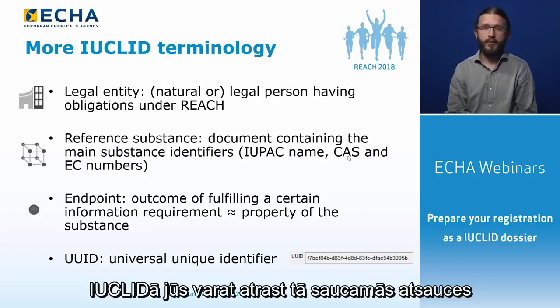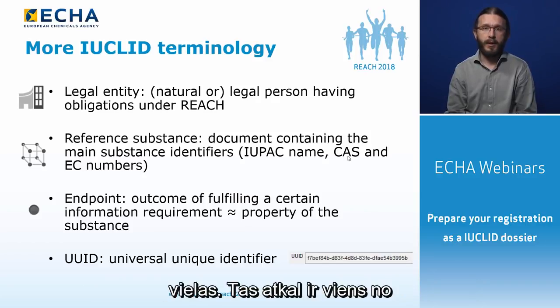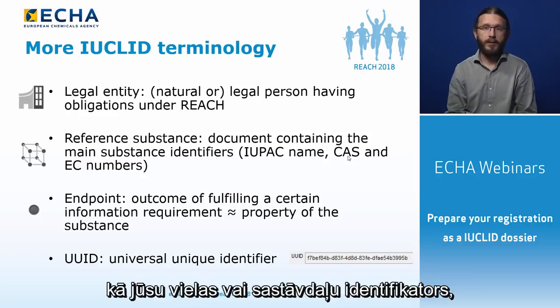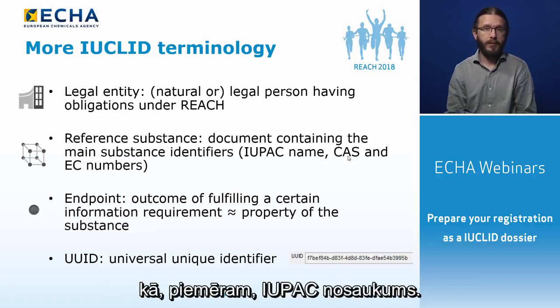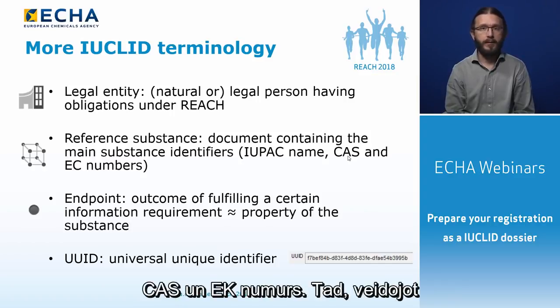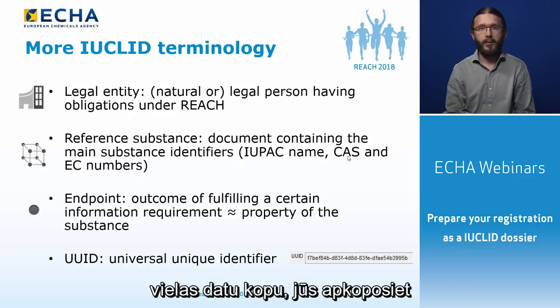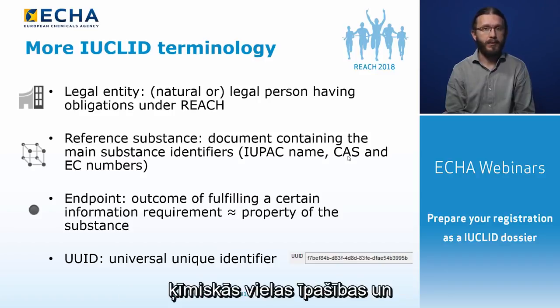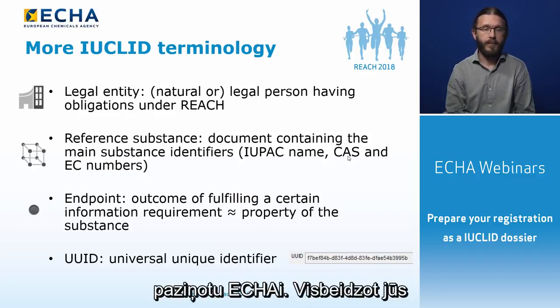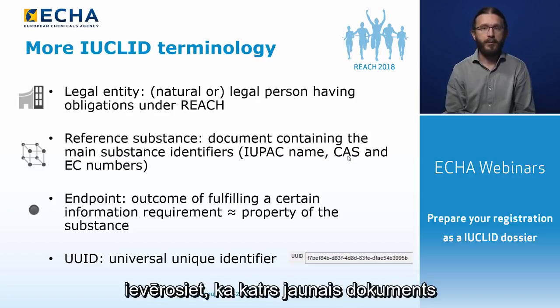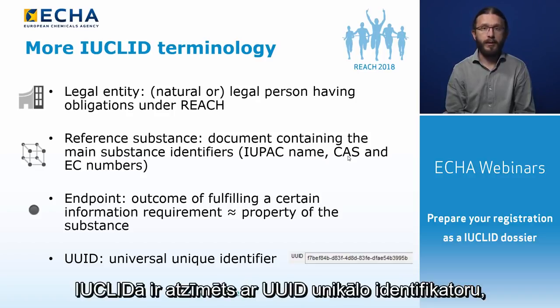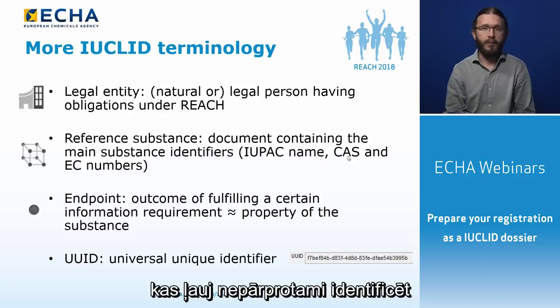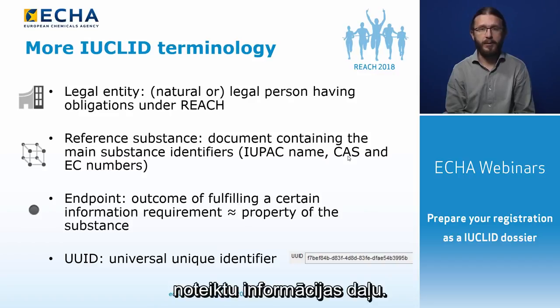Then, in IUCLID, you will find so-called reference substances. This is again a piece of information containing the key identifiers of your substance or its constituents, such as the IUPAC name, CAS, and EC numbers. In an IUCLID substance dataset, you will collect information on different endpoints, which represent properties of the chemicals to be registered and for which information is required to be communicated to ECHA. Finally, you will find that each document in IUCLID is tagged with a UUID, a unique identifier that allows to unequivocally identify a precise piece of information.